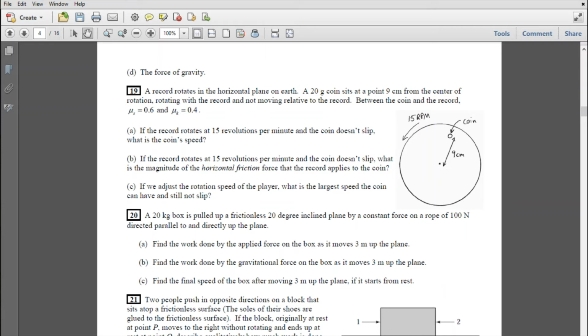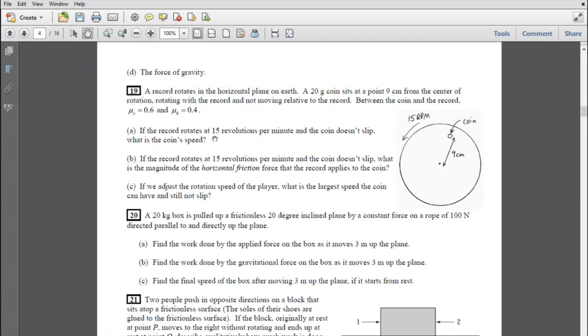19. A record rotates in the horizontal plane of the Earth. Here's a 20-gram coin sitting at a point 9 centimeters away from the center, and it's rotating with the old phonograph record. Between the coin and the record, there's a static and kinetic coefficient of friction given. If the record rotates at 15 RPM and the coin doesn't slip, what's the coin's speed?